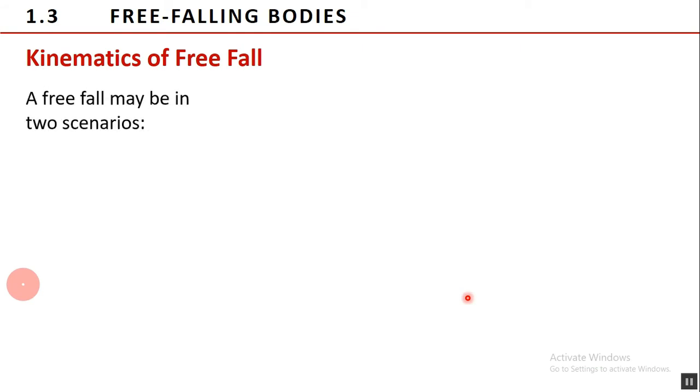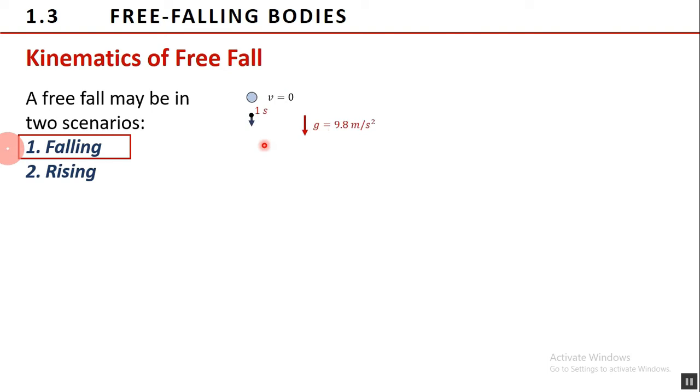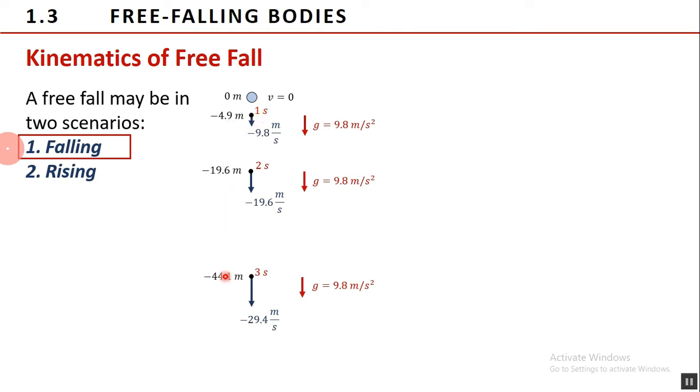A free fall may be in two scenarios, falling and rising. The magnitude of the velocity of a falling body is increasing by 9.8 meters per second for every second. It means that when you release an object from rest, the magnitude of its velocity becomes 9.8 meters per second 1 second later. It becomes 19.6 meters per second 2 seconds later, 29.4 meters per second 3 seconds later, and so on. In terms of the magnitude of vertical displacement, we see that it is increasing in each second. With these changes in velocities and displacements, we assume that the gravitational acceleration remains constant.